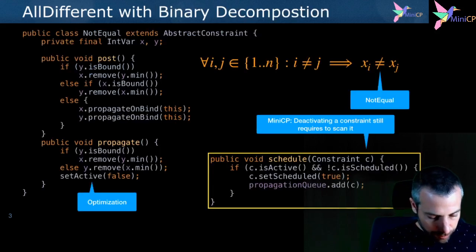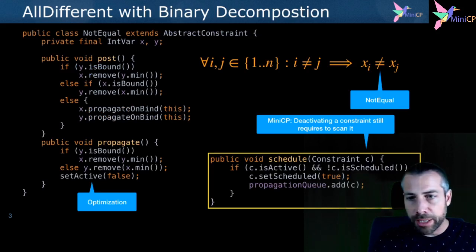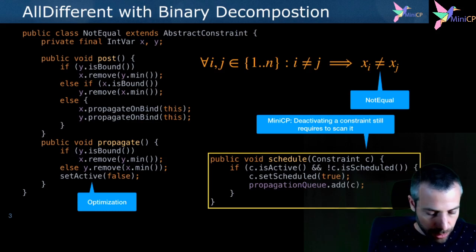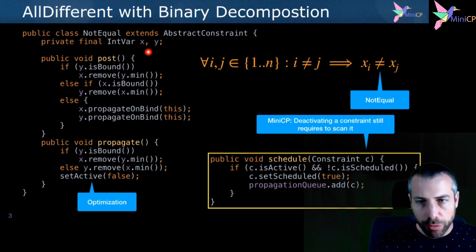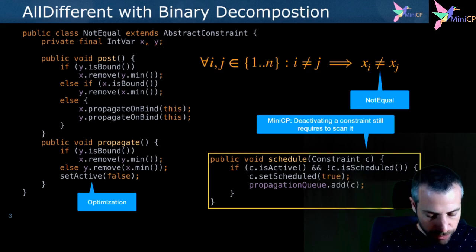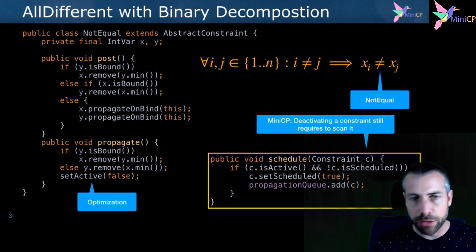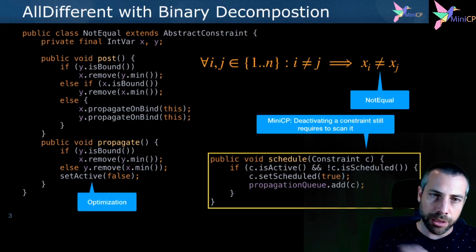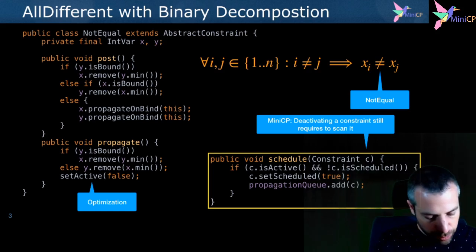So, if you want to enforce the alldiff with small binary constraints, you can do it this way. This is the not equal constraint in binary form involving two variables x and y. What you will do is that as soon as one of the two variables becomes bound to a value, you will remove this same value from the other variable. And this is what we do here.